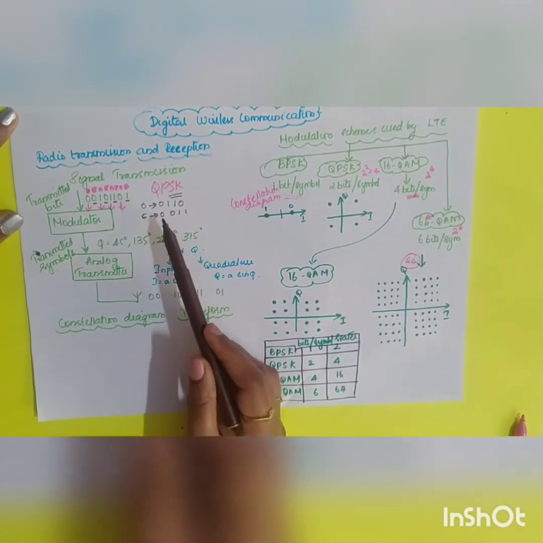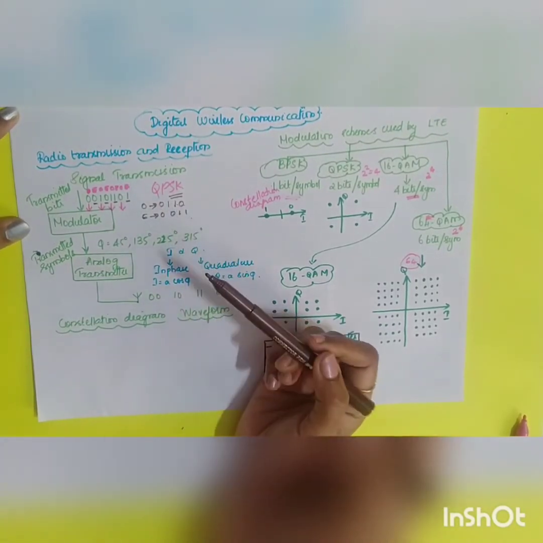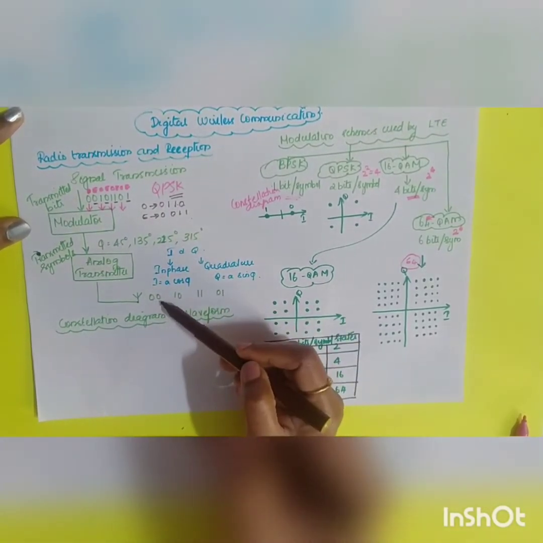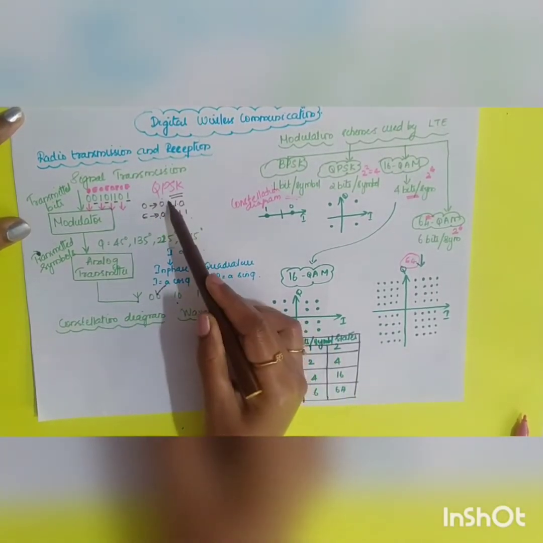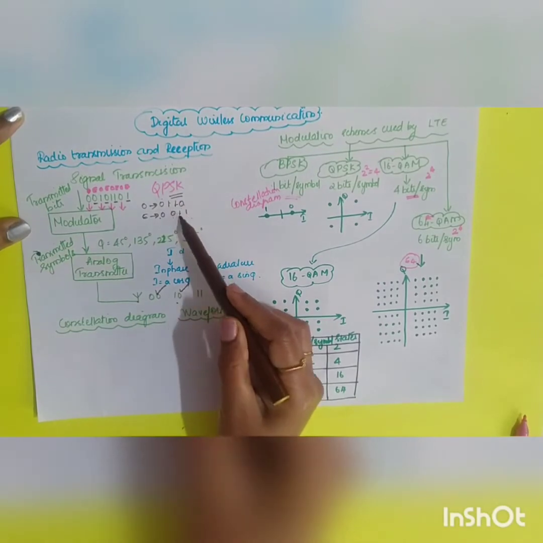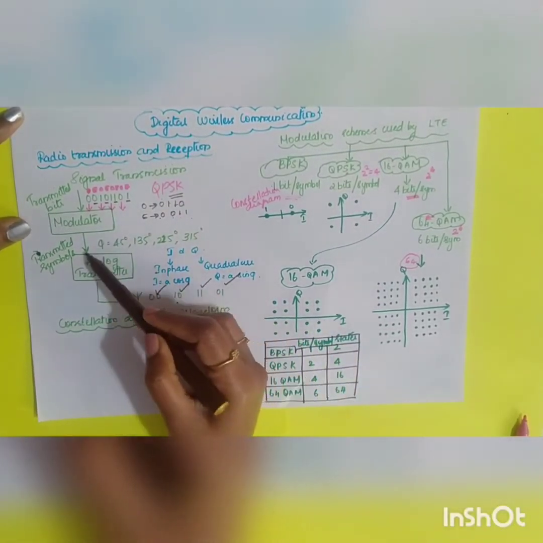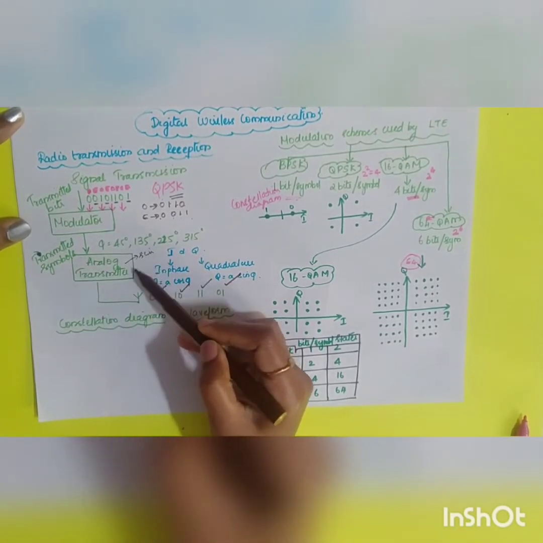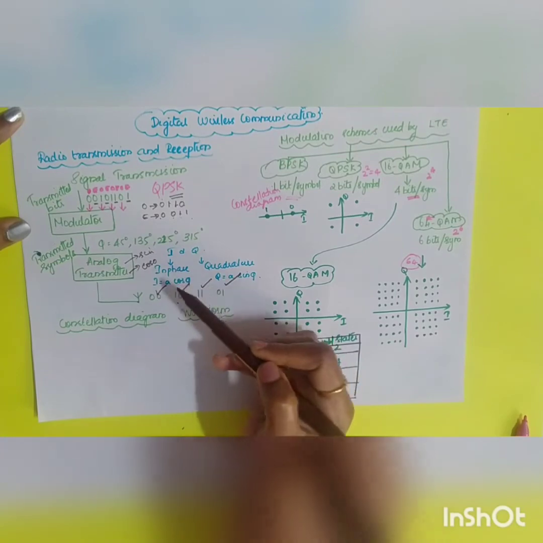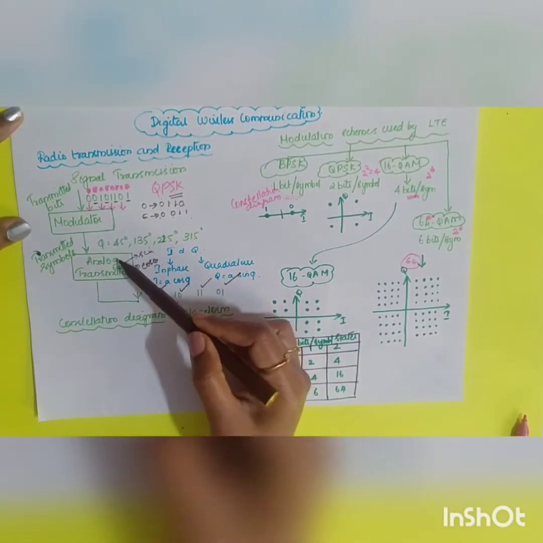Now what will be the combination? 00, 10, 11 and 01 will be your combination. This will be your transmitted bits, which will be multiplied by your carrier signal sine and cos for the corresponding in phase and the quadrature component by your analog transmitter.